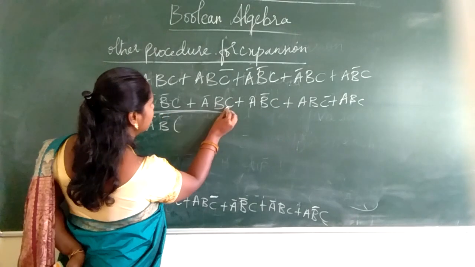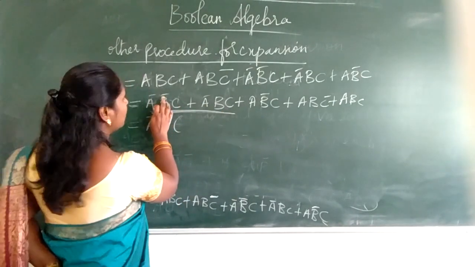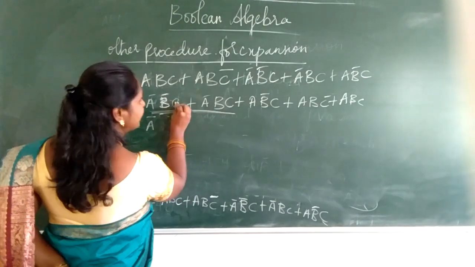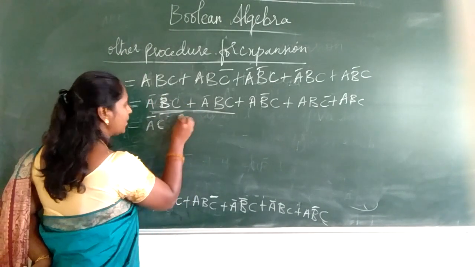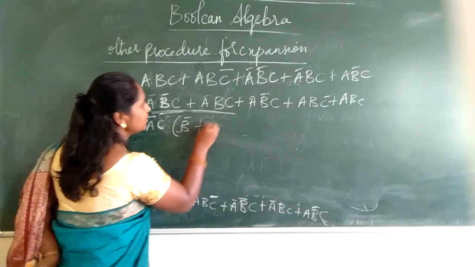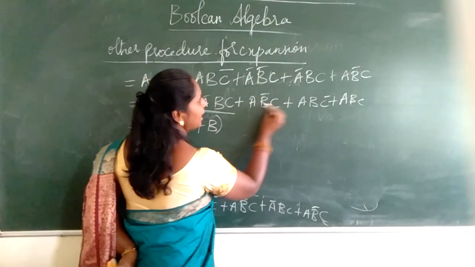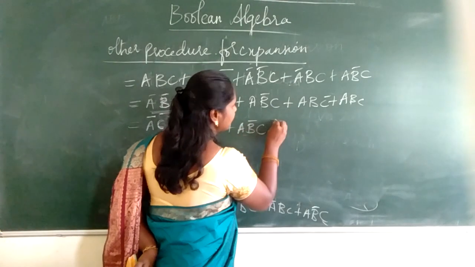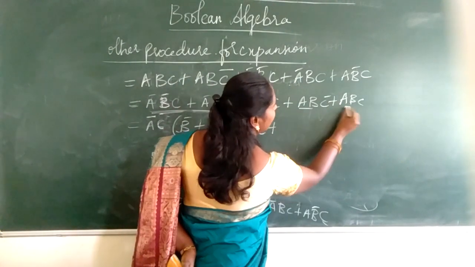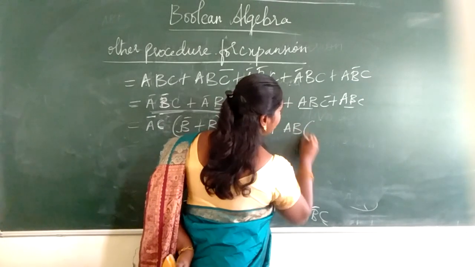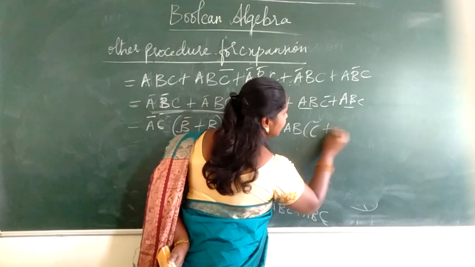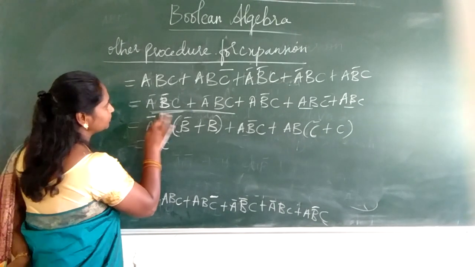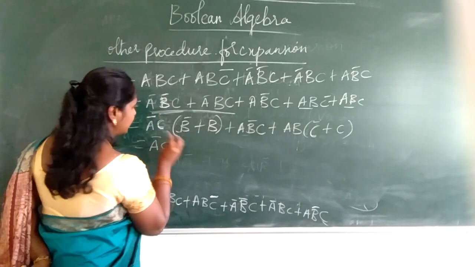Now here, sorry, here A bar, C is common, A bar, C is common. Here B bar plus B as it is. Now it doesn't have any common term between this. I am writing A, B bar, C as it is. Plus when you compare these two, A, B is common, AB into C bar plus C as it is. Now you got A bar C, A bar C as it is.